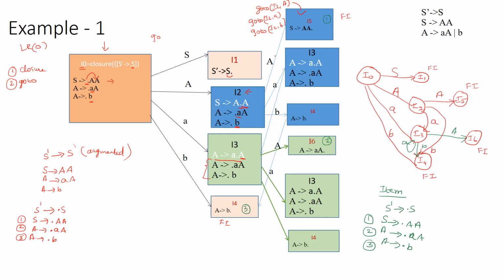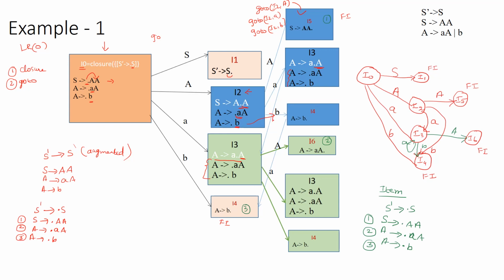So this is goto I2 comma capital A and this is goto I2 comma small a. So here we have moved this dot here. So A derives small a dot capital A. So there is a non-terminal after this dot. So we have to write the productions of that particular non-terminal that we have written.